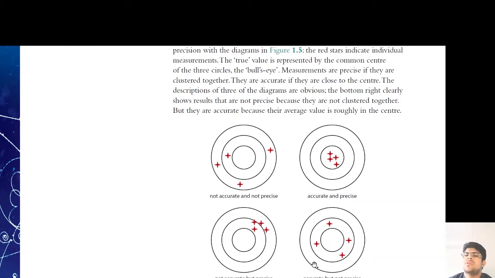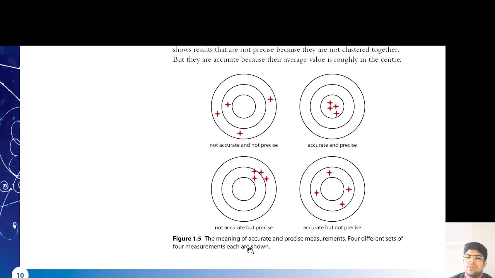Here, these are in the same ring, but they are not that close to each other, like this one or this. So this is not precise, but as they are included in one area, they are accurate.